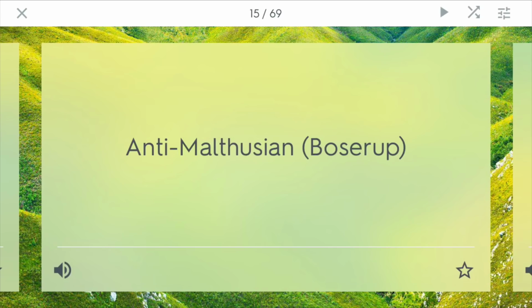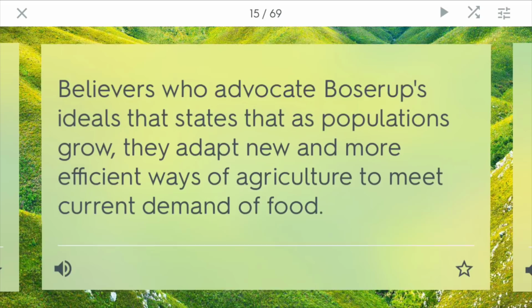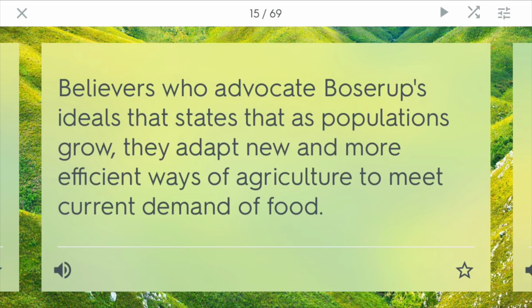Anti-Malthusians, also known as the Esther Boserup model, believe in Boserup's ideas, and it states that as populations grow, they adapt to new and more efficient ways of agriculture to meet the current demand of food. So even though population is growing a lot, people can use their ingenuity to eventually let this food match up to their population growth, and we won't have mass starvation or lack of food.